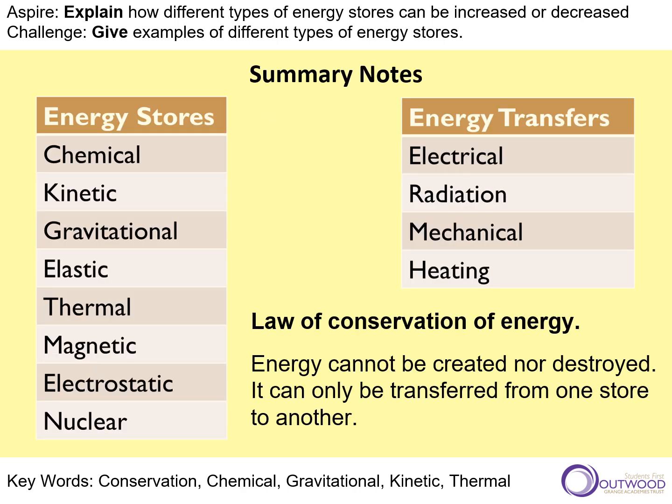And this final slide is the summary notes. The key things that I want you to take away from this lesson: A, the energy stores, you need to know them. B, the energy transfers, they're the pathways in which energy stores transfer their energy. So from chemical, it could be via the heating pathway into kinetic. And also the law of conservation of energy. That is something you need to know verbatim, which means you need to know word by word pretty much. So energy cannot be created nor destroyed. It can only be transferred from one store to another.